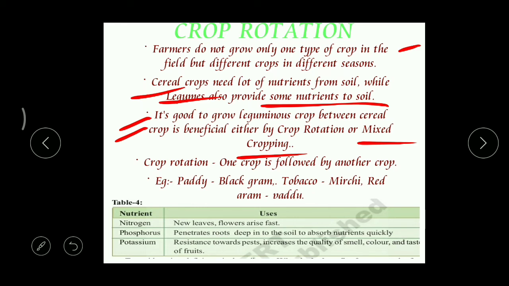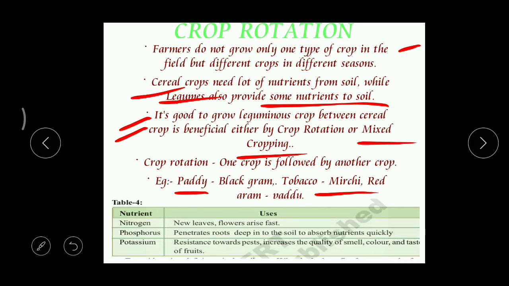Or even in a crop rotation method, we can go for the legumes. Rice one time, and after the rice we have to go for, say, groundnut. Correct. So what is the example for this crop rotation method? For example, take paddy. After paddy, the farmer can grow black gram, and after tobacco, mirchi, and after red gram, say, paddy. After red gram, paddy.